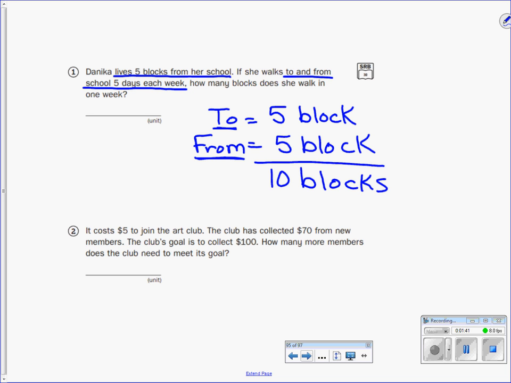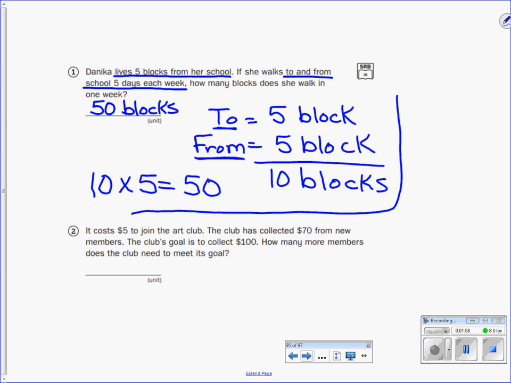All right, so we have 10 times the 5 days that she goes. So 10 times 5 equals, in 1 week, she walks 50 blocks. And as you're working these problems out, if you sit and do what I did right here and kind of talk your way through it, that might help also.